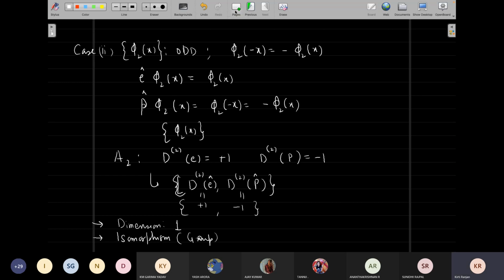So let me go to case 3. Now let's consider a function phi(x), where we cannot say that it is even or odd. Now what will happen?